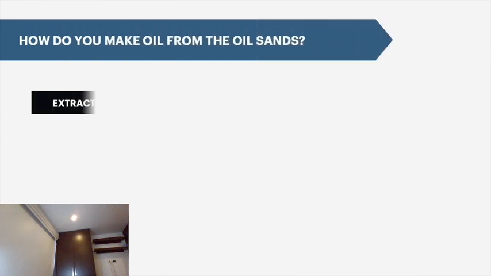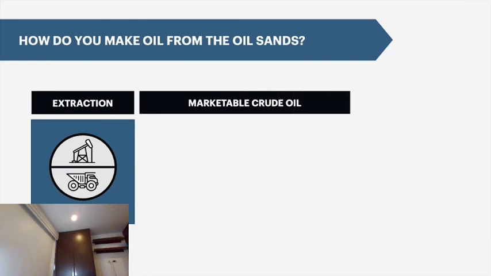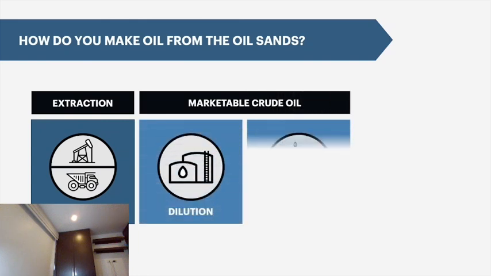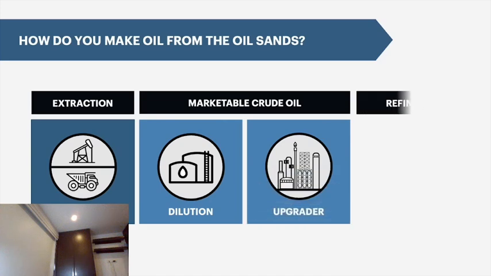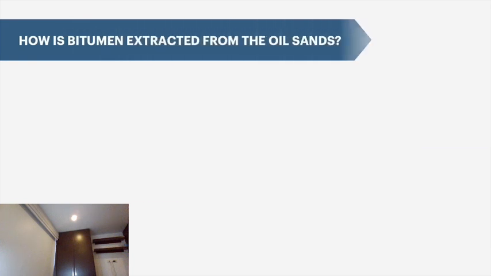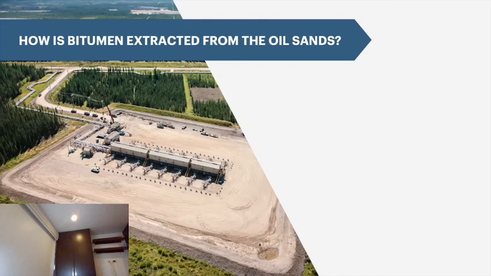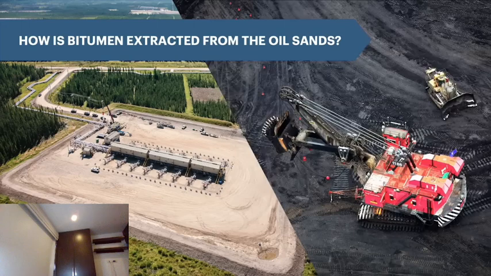To make oil from the oil sands, first you extract the bitumen from the sand, then you either upgrade or dilute that bitumen into a marketable crude product, which can then be shipped to a refinery for final processing. There are two ways to extract bitumen from the oil sands, either by pumping steam into the ground, which is referred to as in situ extraction, or through surface mining. The method used depends on the depth of the deposit.